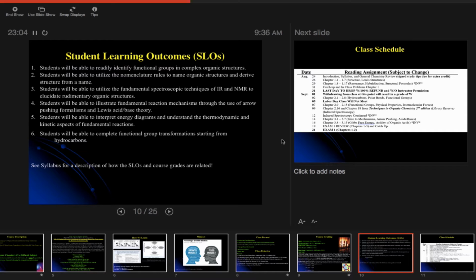Students will be able to use the fundamental spectroscopic techniques of infrared and nuclear magnetic resonance to elucidate structures. We'll learn how to do that in this class. Students will be able to illustrate fundamental reaction mechanisms through the use of arrow pushing formalisms and Lewis acid, Lewis base theory. And students will be able to interpret diagrams and understand the thermodynamic and kinetic aspects of fundamental reactions. And you'll be able to do functional group transformation starting from hydrocarbons. Very important things. This is how your body works, actually, is functional group transformation.